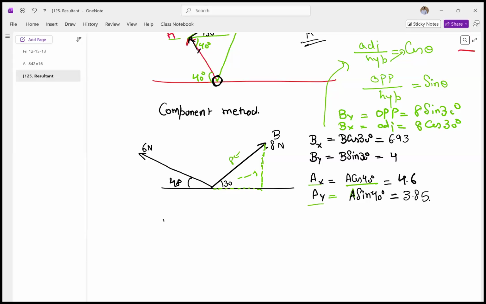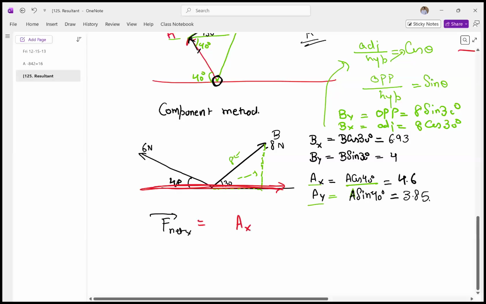And now I wanted to find F net x, horizontal forces. What are the forces acting in the horizontal direction along this? This is the horizontal, right? So F net x will be Ax, which is in the negative direction. The x component of this 6 Newton is to the left, so left forces we will take as negative and right forces as positive. Up forces we will take as positive, and down forces as negative.